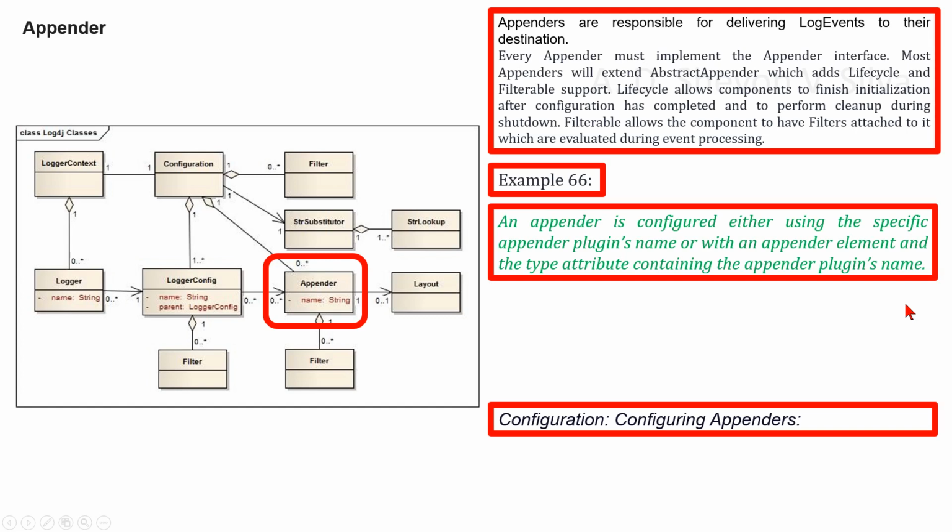Most appenders also support a layout to be configured, which again may be specified either using the specific layout plugin's name as the element, or with layout as the element name along with the type attribute that contains the layout plugin's name. The various appenders will contain other attributes or elements that are required for them to function properly.